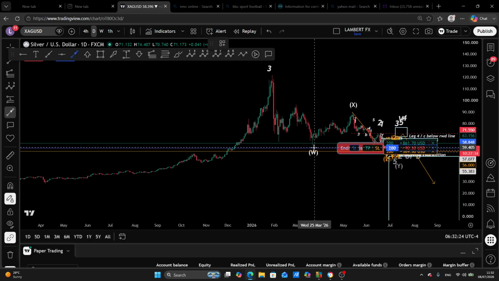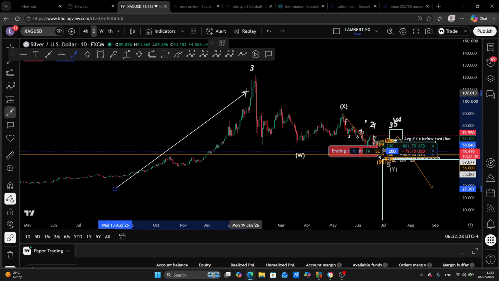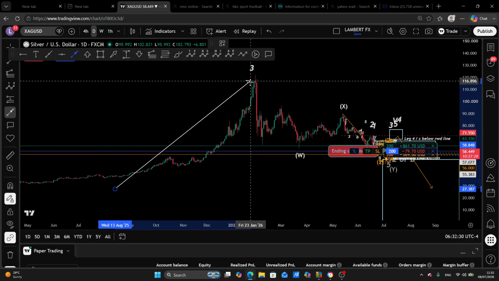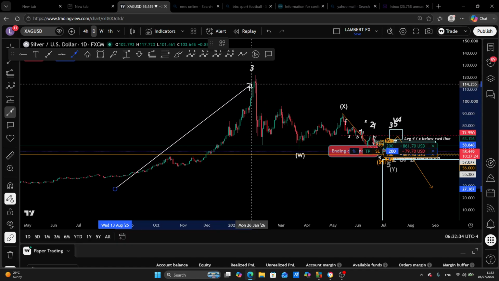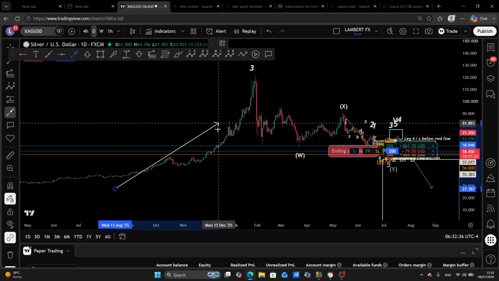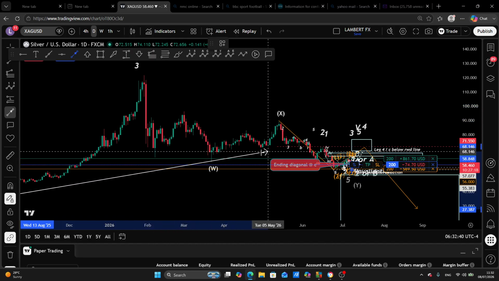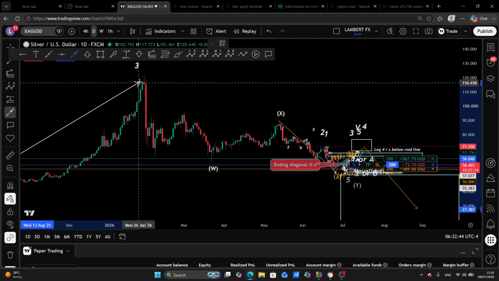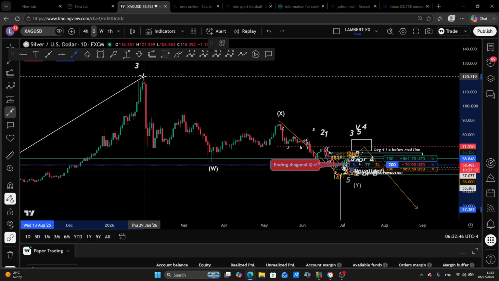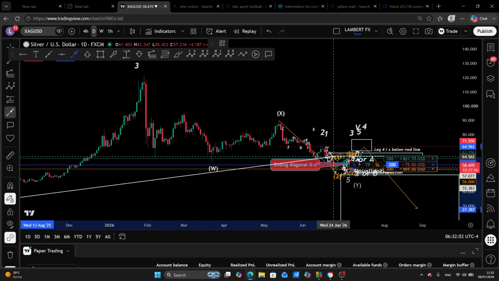So this is the daily chart, and we had this long rally to the upside for our leg 3. This is leg 3 of this impulsive leg to the upside. After the leg 3, we need a correction for 4, and this is what we've been correcting since January 2026. So we've been correcting for 4.